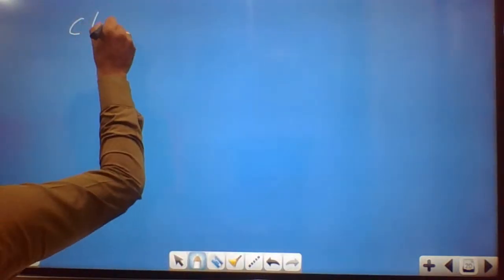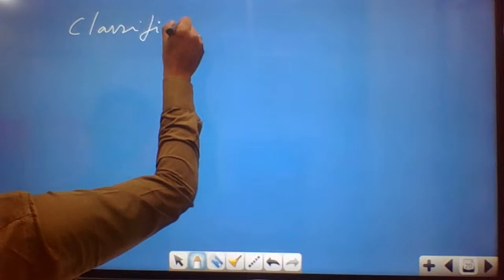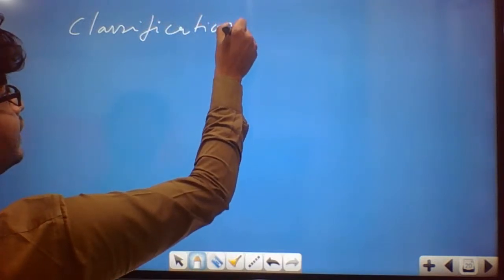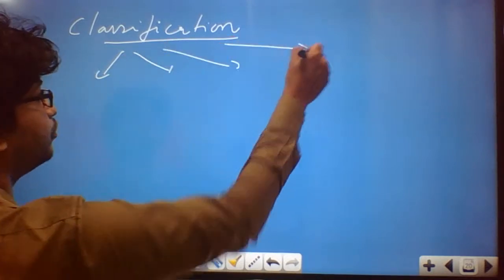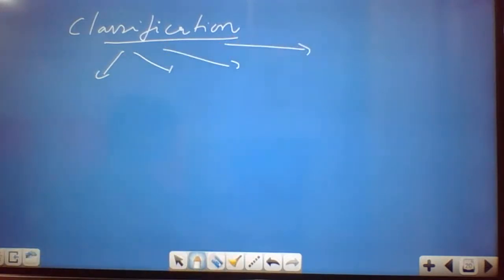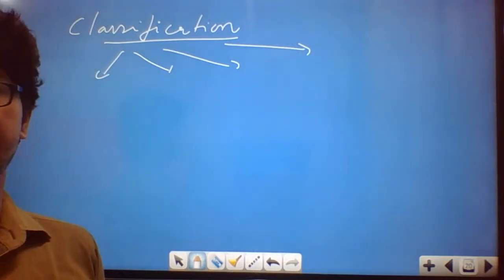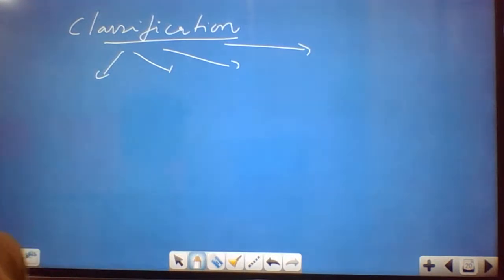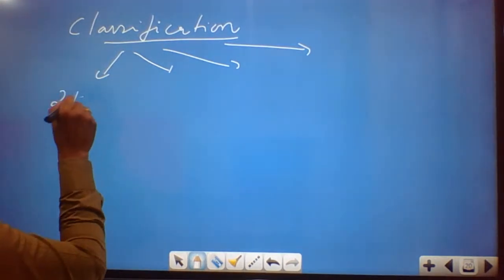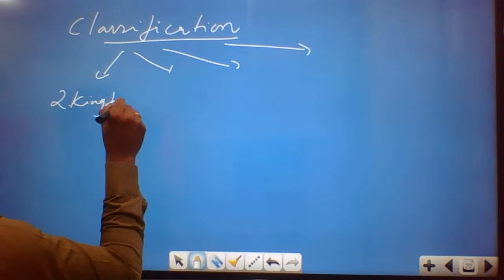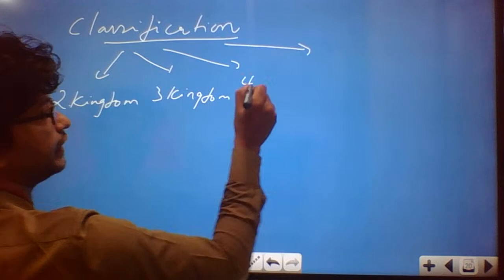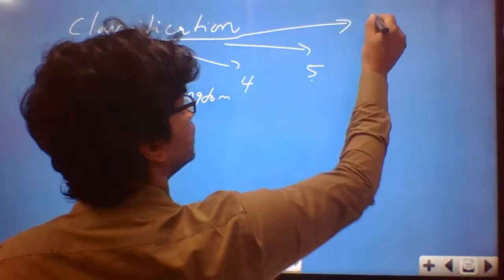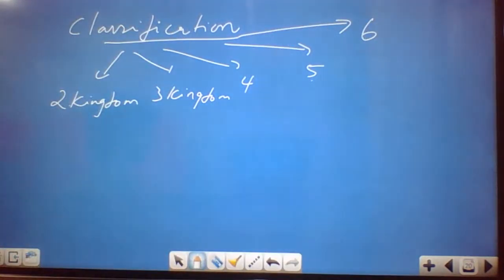As you are aware, there are the two kingdom concept, three kingdom, four, five, and six kingdom concepts. The only thing I want to tell you is who proposed the two kingdom concept. As for Bentham and Hooker, it is 1863.